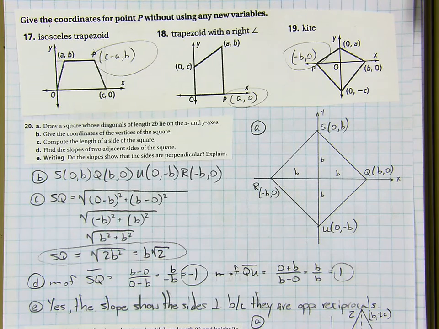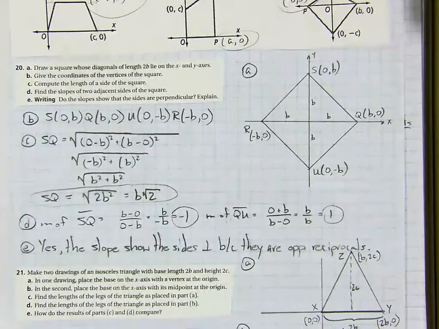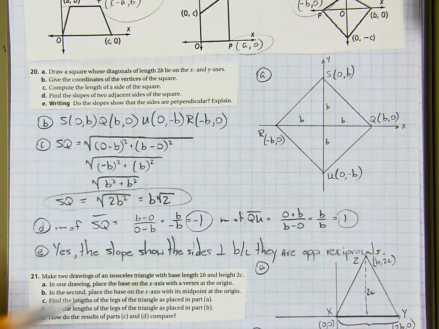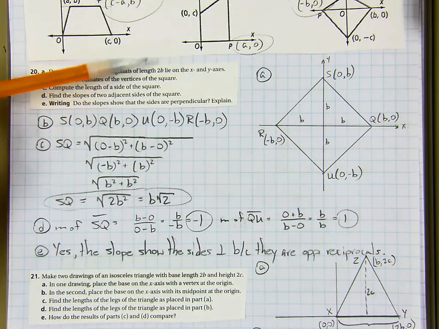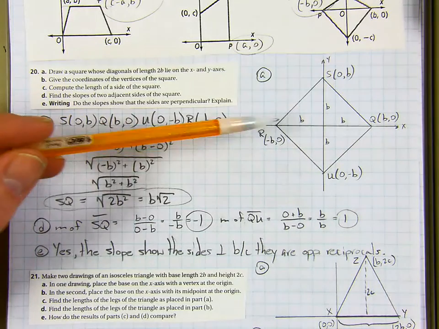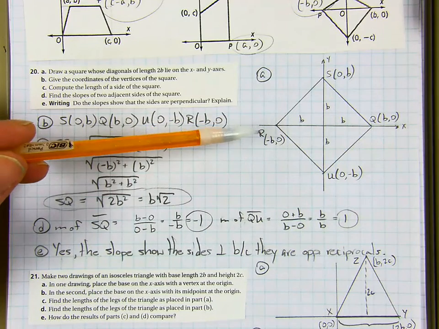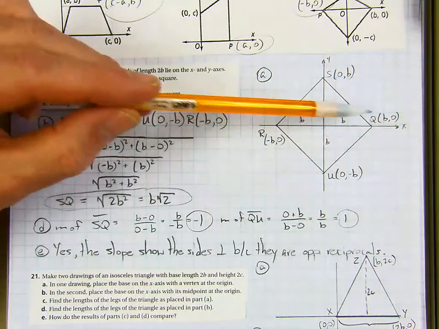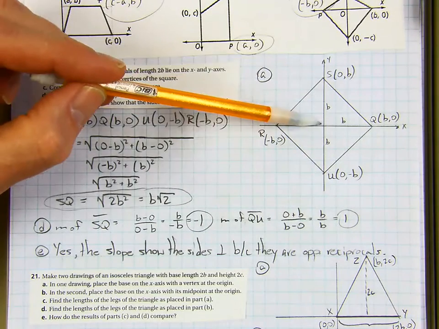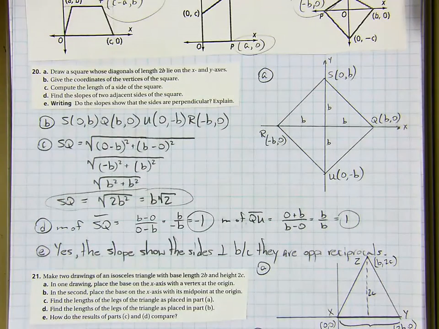Number 20, you were supposed to draw a square whose diagonals are length 2B and lie on the x and y axis. So that means my square had to be turned this way because its diagonals are going to be the x and y axis. Since their length is 2B, a square, we know the diagonals are congruent and they bisect each other. It's congruent because it's also a rectangle and the diagonals of a rectangle are congruent. So I made all these B, B, B, B. That's their lengths. So this would be B, 0, 0, B, 0, negative B, and negative B, 0. Those were my coordinates. So that was the B part.